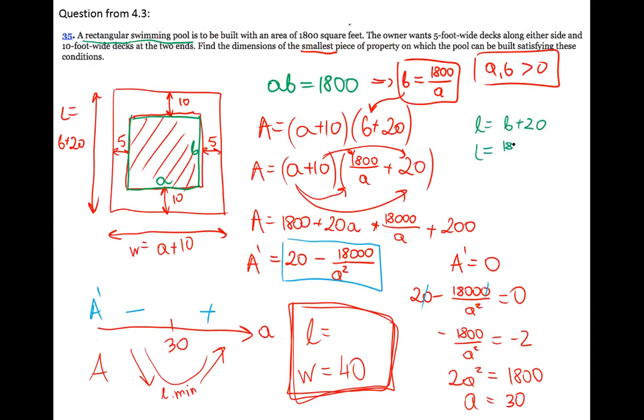B is 1800 over A, which A we've got 30 plus 20. We can drop zeros. 18 divided by 3, it's 6, 60 plus 20. The length is simply 80. Okay, that means 80 by 40 will give me the smallest piece of property.